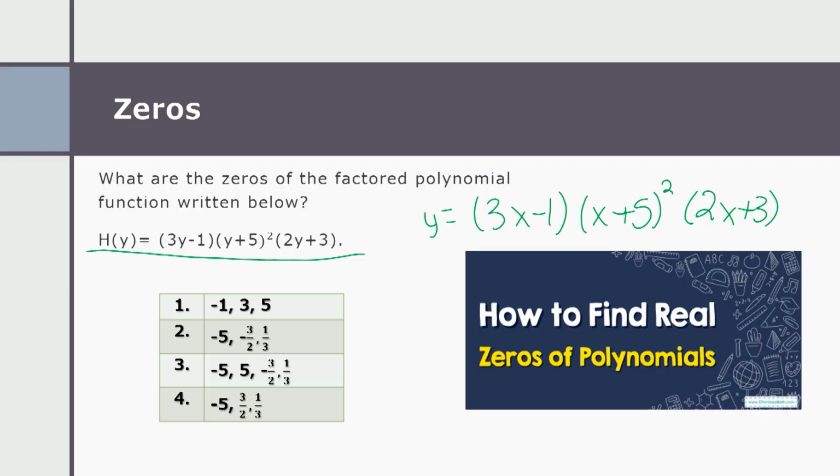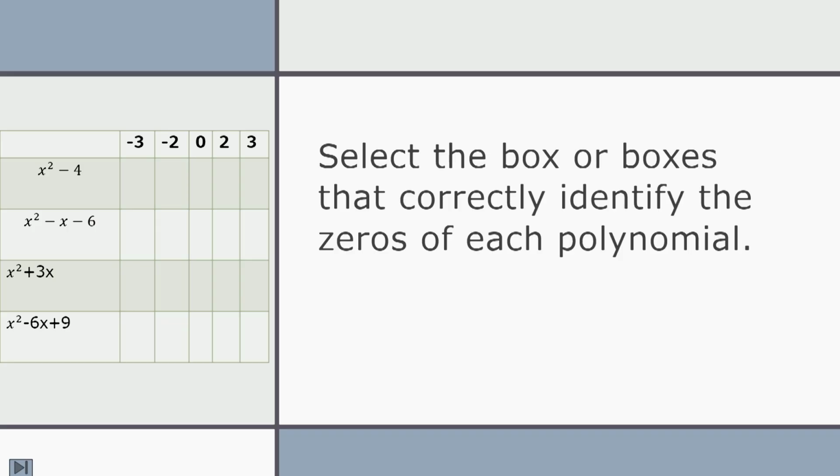So when I look at my Desmos, where I have graphed this, which one do I see graphs across or touching the x-axis? Negative 5, I think it's negative 1.5, which is also negative 3 over 2, and positive 1/3. That is where my line crosses or touches my x-axis. Good job.